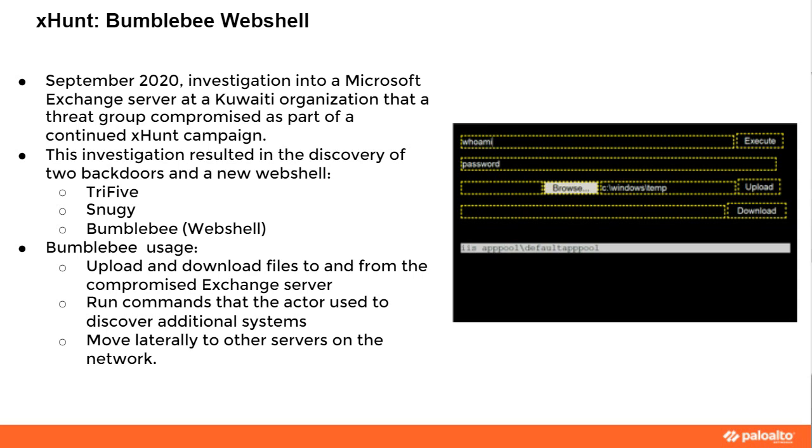First of all, it allows for the uploading and downloading of files to and from the compromised Exchange or IIS server. It also allows the attackers to run commands that the actors use to discover additional systems. And it also provided the capability for the attacker to move laterally to other servers on the network itself. So it's a fully functioning web shell that the attackers designed solely for this campaign.